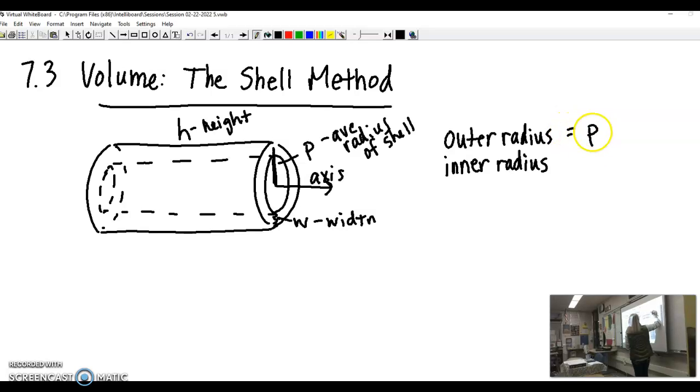We're going to say that's P plus half of W, because W is the width of the shell. So it would be going out to the edge, and the inner radius would be P minus half of W. Does that make some sense? Outer would be the plus half W, and inner would be the minus half W. Okay. Alright, so let's find the volume of the shell.